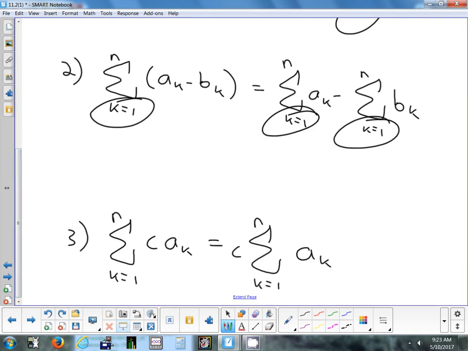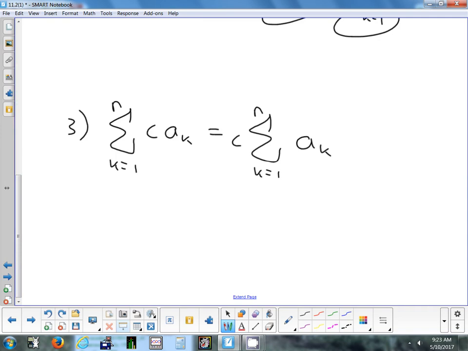Okay, and the last rule has to do with multiplying a sequence by a number. So what it basically says is if you want to multiply a sequence by a number, you could multiply each term in the sequence by the number first and then add. Or you could do it the other way around. You could add first and then multiply last. And you get the same thing. And this one I'll show you again with the numbers.